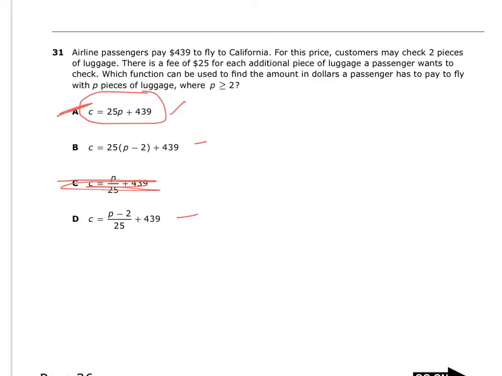So on C, I think that's going to be your best choice here, because on D, they're dividing by 25. We don't want to divide by 25. We want to multiply by 25 because we're paying $25 for each additional piece, plus the flight for $439. So B is our answer.